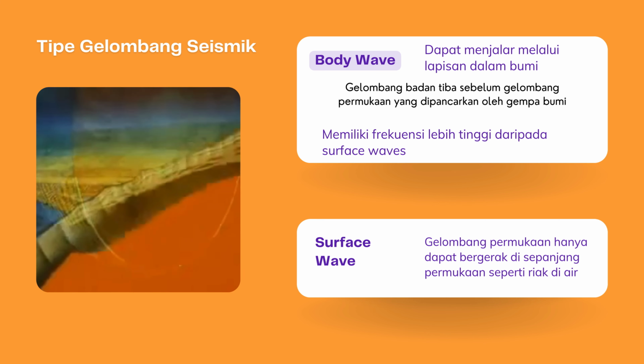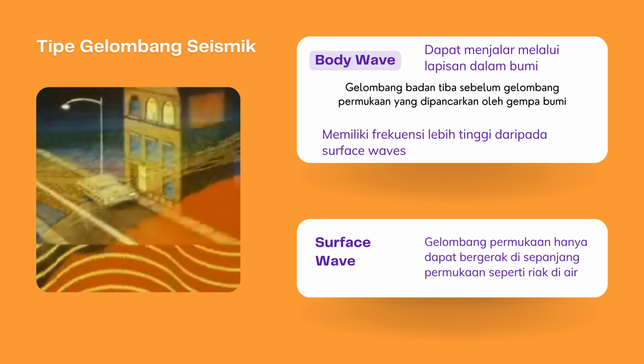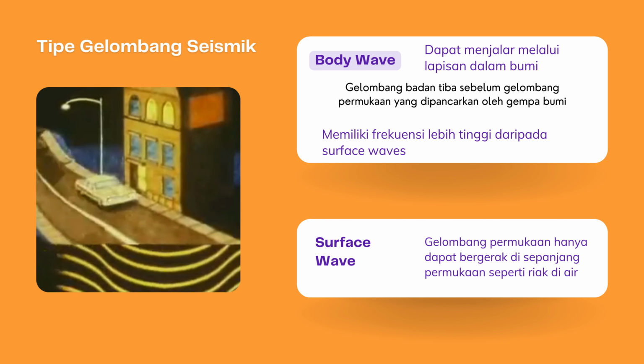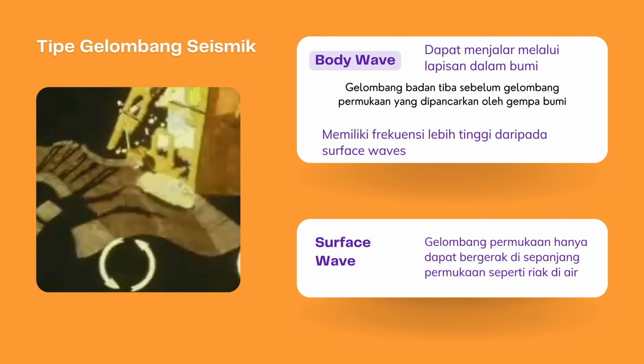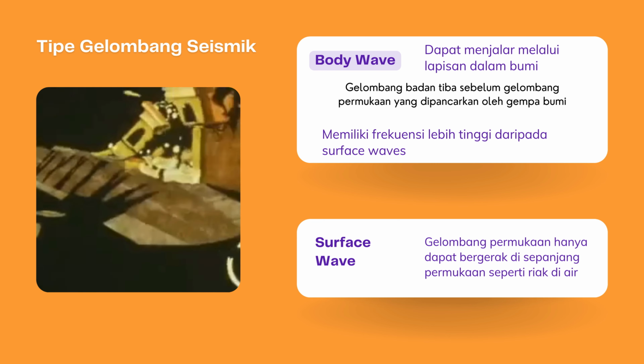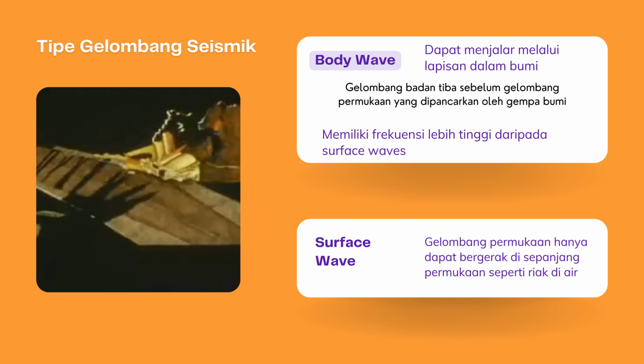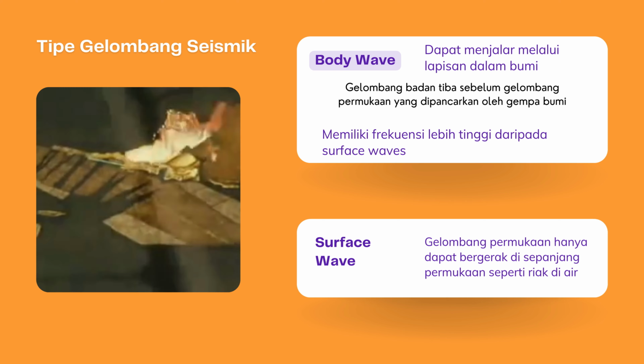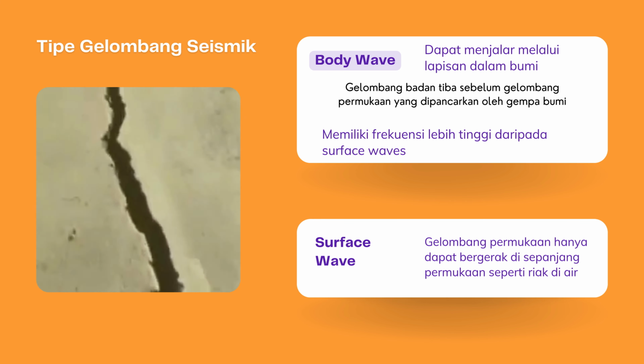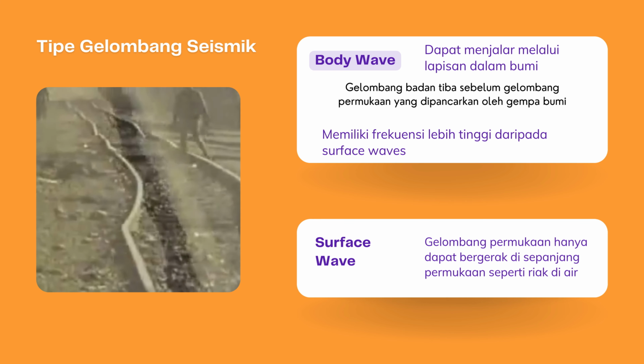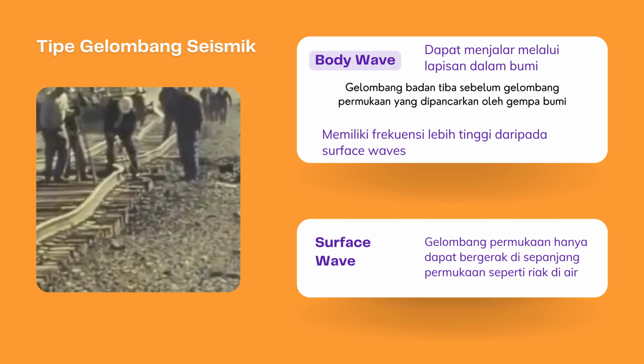The slower seismic surface waves do not penetrate the Earth's interior, but follow the surface. One type of surface wave, the Love wave, travels in a circular motion and causes damage by displacing materials horizontally. Love waves can be very damaging. This cracked pavement and these twisted railroad tracks clearly demonstrate their destructive power.